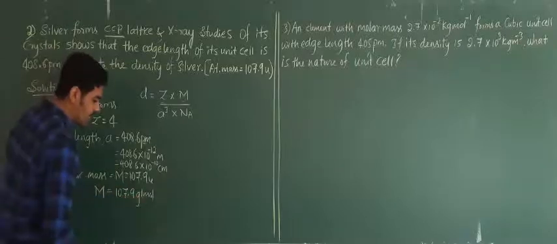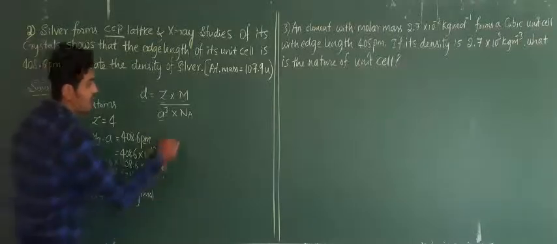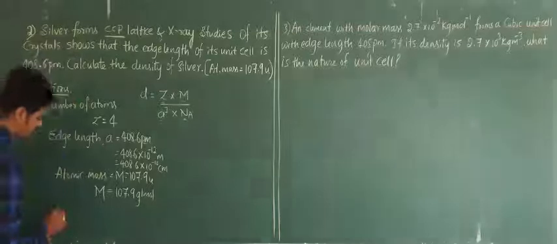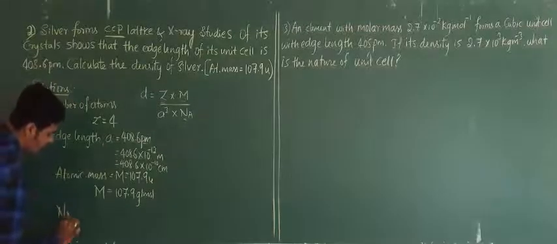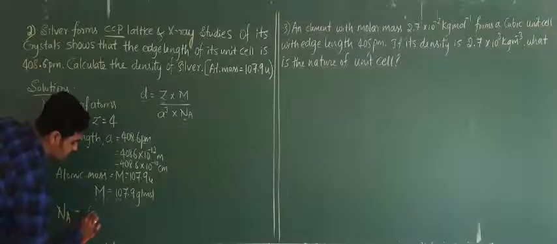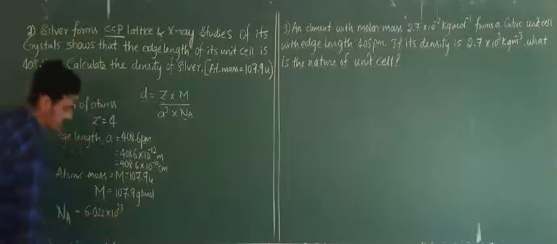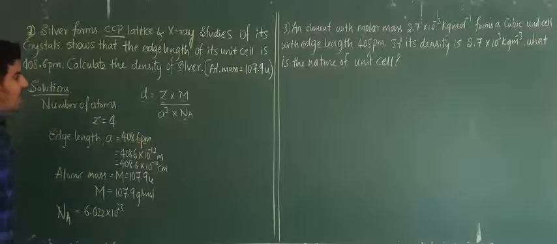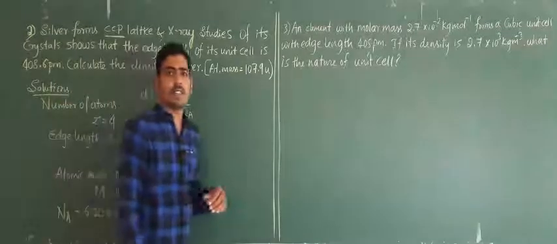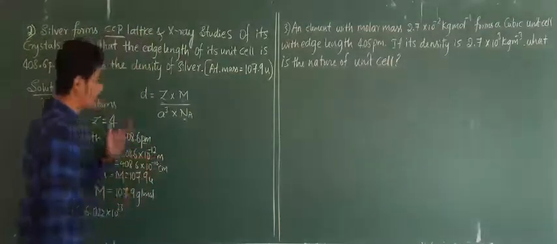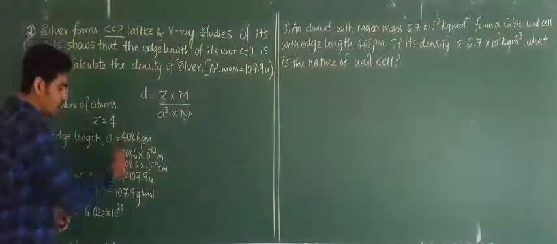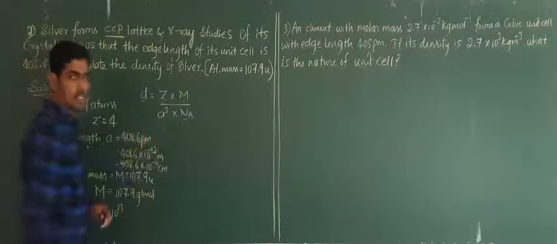The mass is in gram, and the other value is Na, that is Avogadro's number, whose value is 6.022 into 10 raised to 23. So this is all that is given in this question. Now calculate the density by simply substituting all these values in the formula.